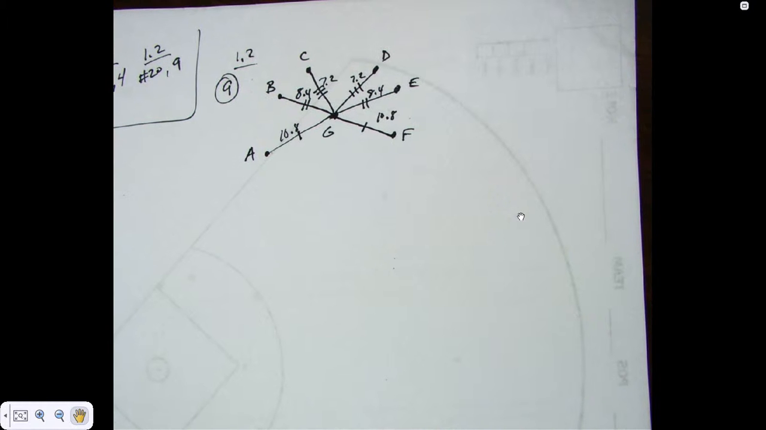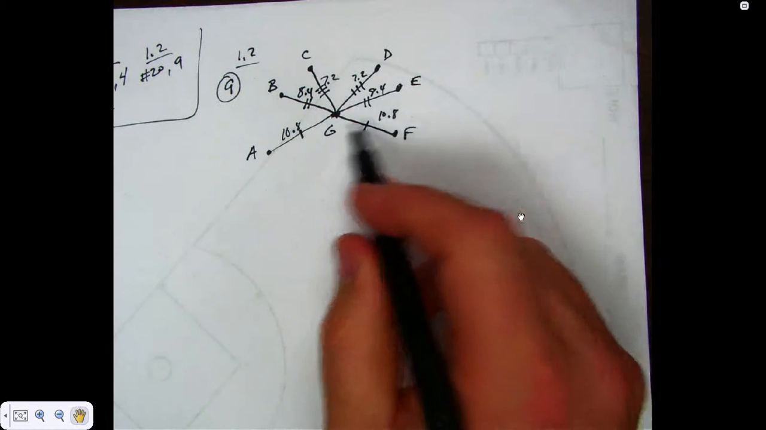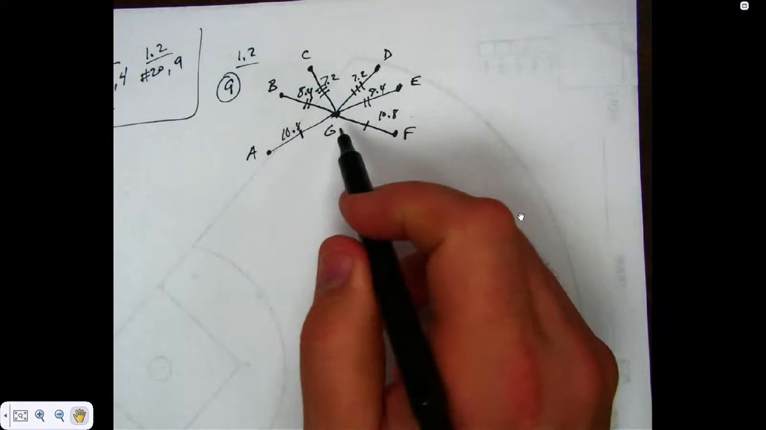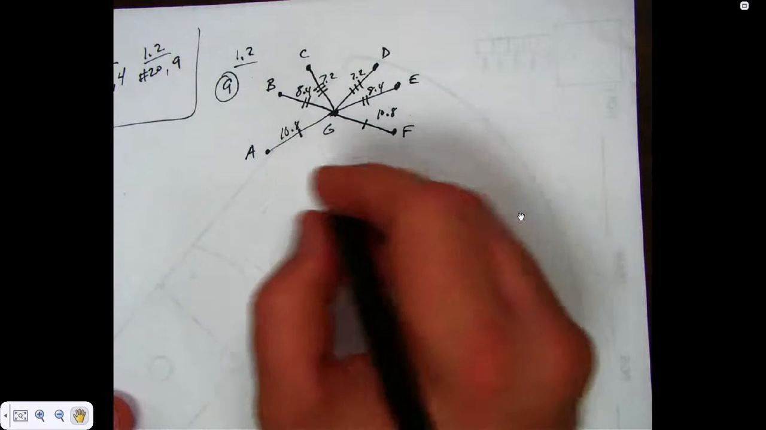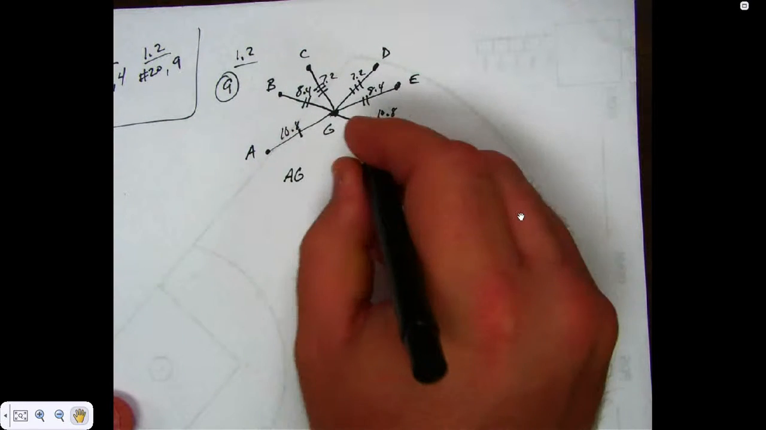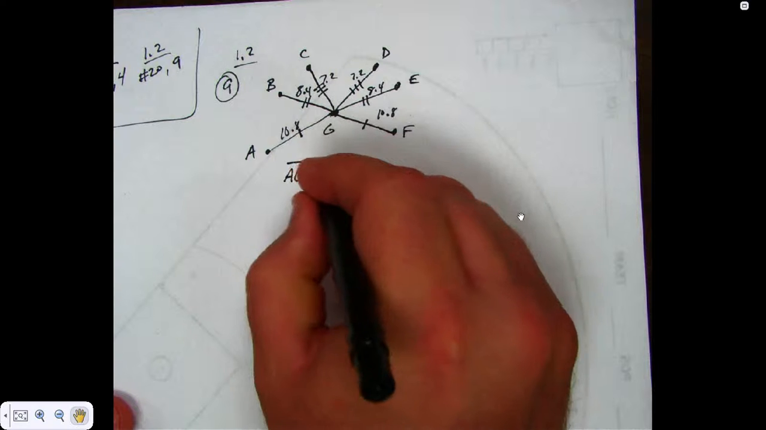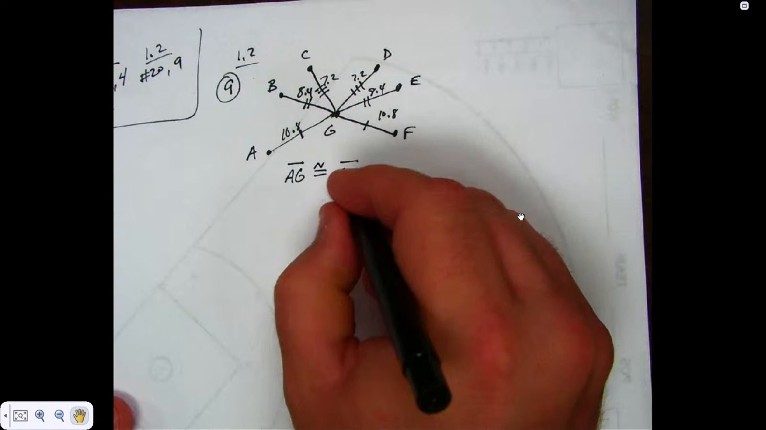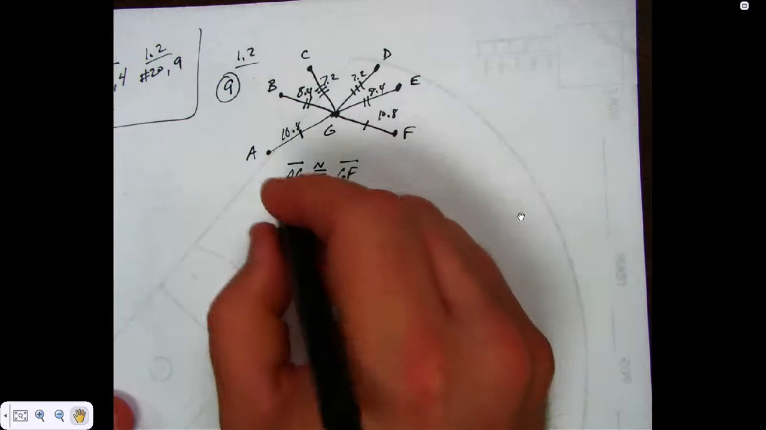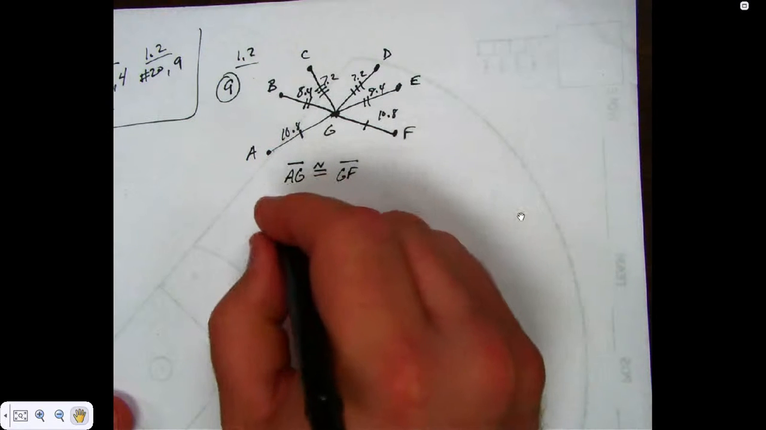Now, what I did is marked which ones are congruent on there. See how I used 2 marks, so you know the things that have 2 marks are what? Congruent. Things that have 1 mark are congruent, things that have 3. So now it's just a matter of writing the congruency statements. Well, this one's congruent to that, so I need to say segment AG is what? Congruent to segment what? GF? What's this one? Segment what?